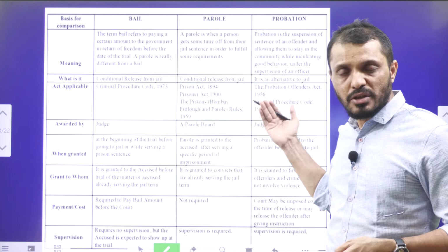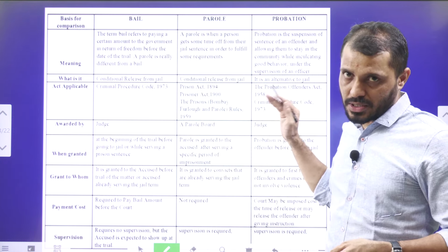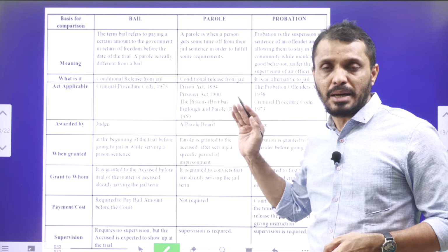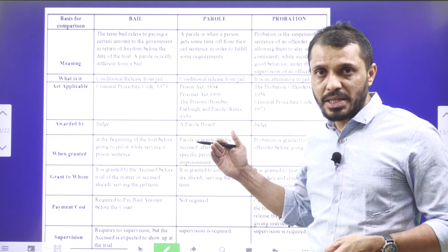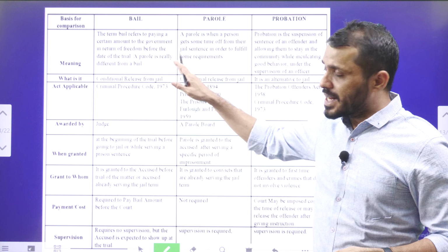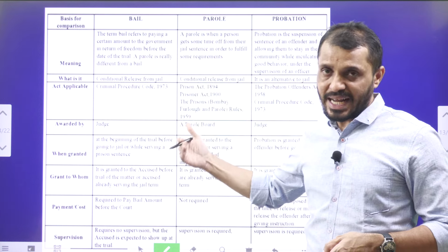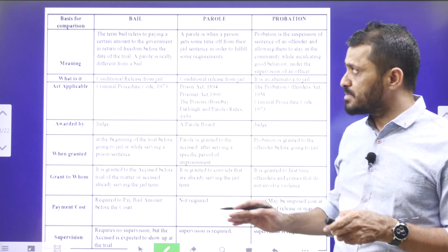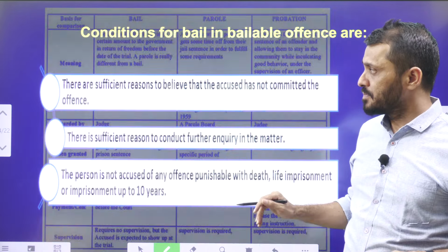Probation is generally related to first-time offenders. They won't be sent to prison. They will be recommended for community service. After the community service, they will be released. Okay, this is also under supervision. Whereas bail is applicable before the trial is finished, before the person is convicted. That is the main difference between bail, parole and probation.